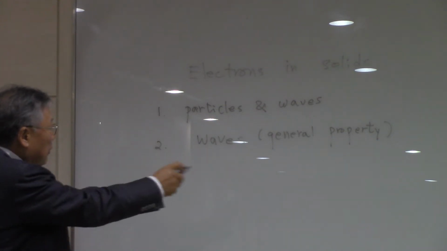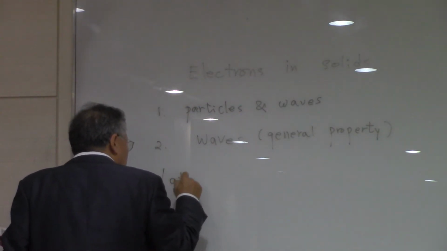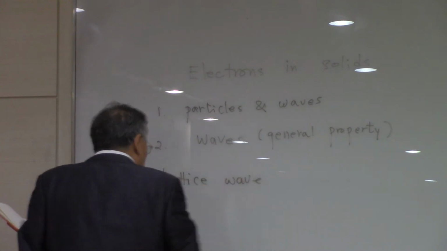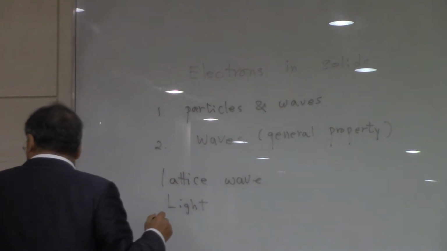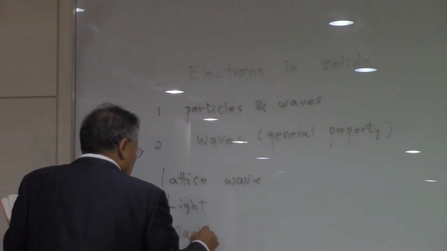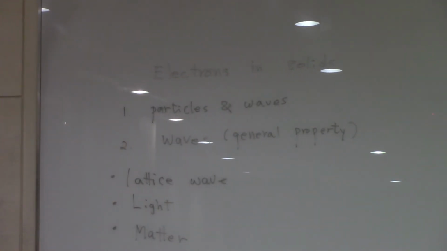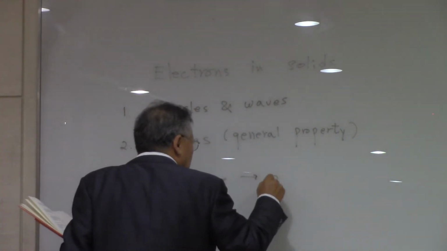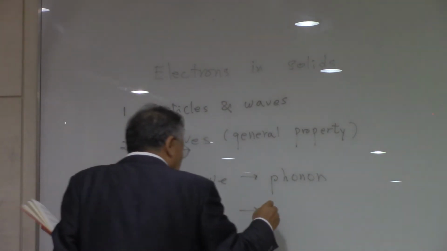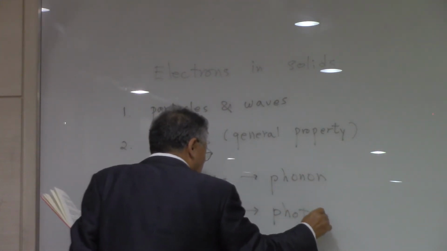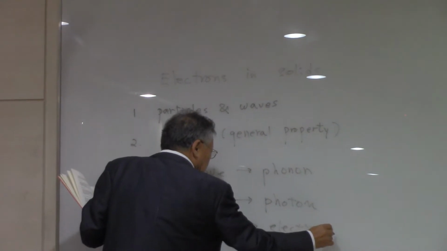Okay, and then after studying the general properties of the wave, we have to look into the lattice wave, and light wave, and the matter wave. Okay? So we have to look at everything in terms of the wave. The lattice wave is related to the phonons, and light wave is related to the photons. The matter wave is about the electrons and holes.